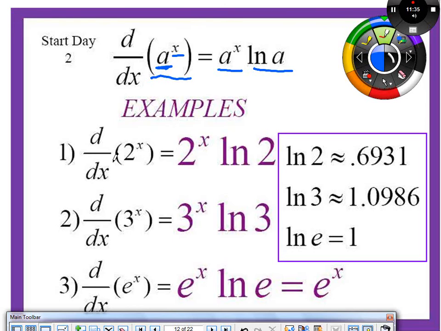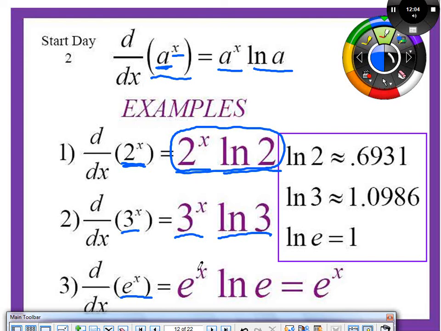So for the first one, if you want to find the derivative of 2 to the x, you write the exact same thing, 2 to the x, and then you write natural log of whatever the base is. So this is the derivative. And again, that describes the slopes of the tangent lines at all of the x values for this particular function. 3 raised to the x, the derivative of that would be the exact same thing, and then you've got to multiply it by natural log of the base.